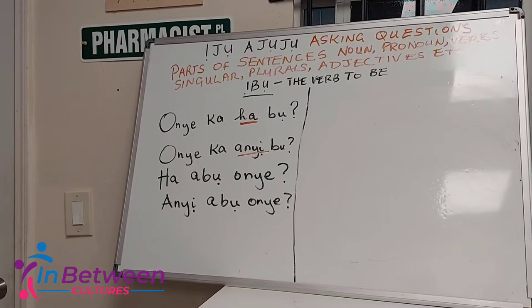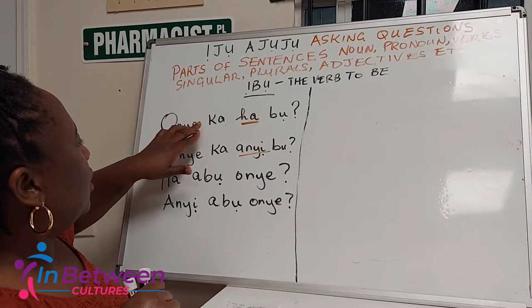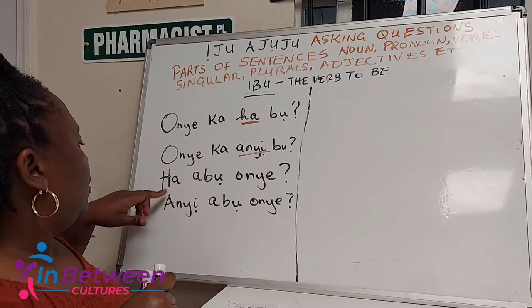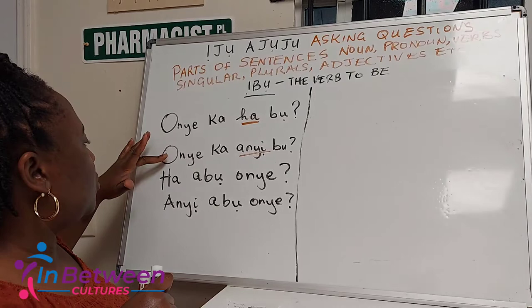Finally, we're going to practice asking, look at this one. Onye ka ha bụ? Who are they? All right? Another way of putting this sentence is ha bụ onye? Who are they? Now, the second sentence we're going to also do is onye ka anyị bụ?